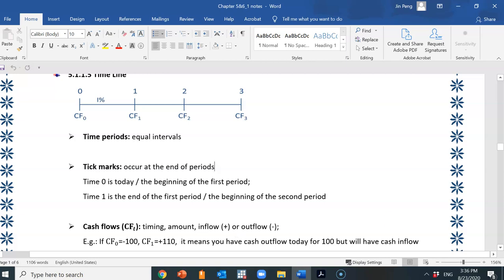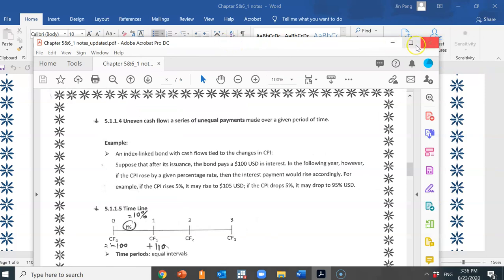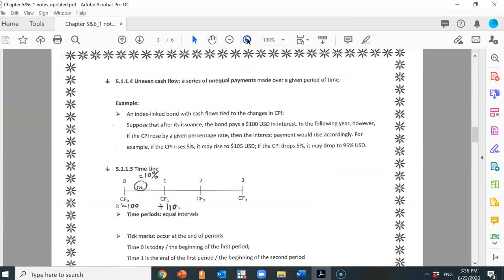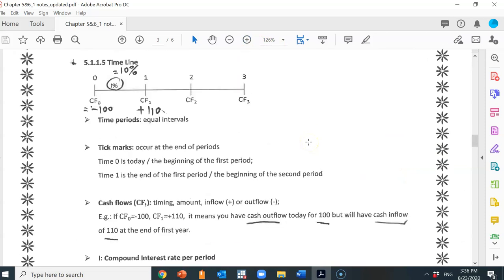Okay, let me pull the PDF version of our notes here so you can see my notes better. For example, I'm marking here that cash flow 0 is negative 100 and cash flow 1 is positive 110. It means that you have a cash outflow of $100 today, but you'll have a cash inflow of 110 at the end of the first year. Okay, that's how we mark the cash flows.